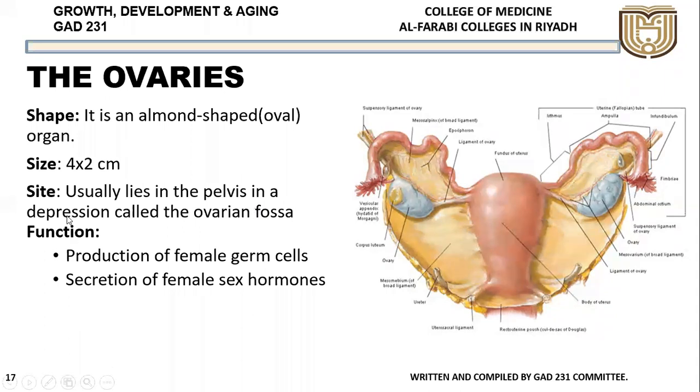Coming to the functions, the main function will be production of the female germ cell, called oogenesis. Just like in the testis it is spermatogenesis, in the female it will be oogenesis, or the production of the female germ cells. Then, just like in the male there is production of the hormone testosterone, similarly in the female there is secretion of the female sex hormones, that is estrogen as well as progesterone, which are produced in the ovaries.